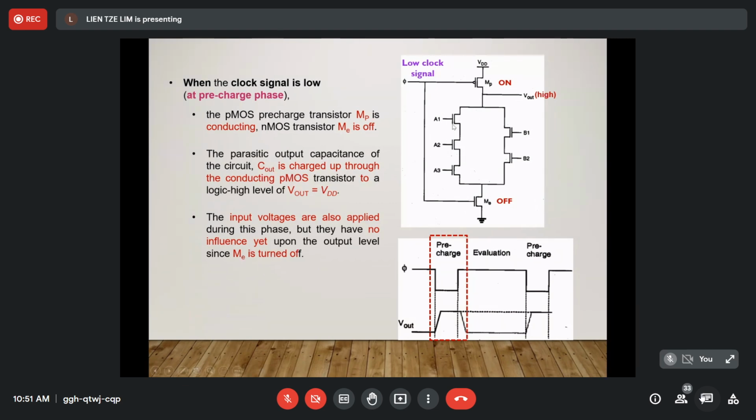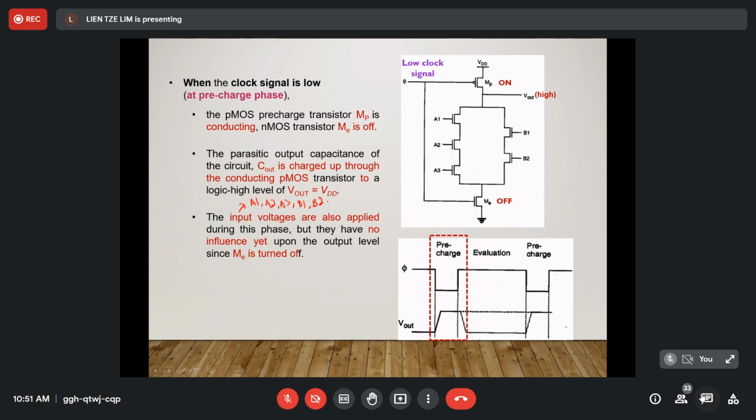And then here, the input voltage, just now I mentioned. The input voltage, this is the input voltage for A1, A2, A3, B1, and B2. So the input voltages are also applied during this phase but have no influence.